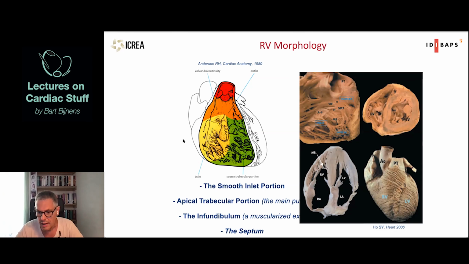So as I said before, these trabeculations are very important. Here you see very nicely also, this is looking into a left ventricle where you see the trabeculations, where the outflow tract is very smooth.